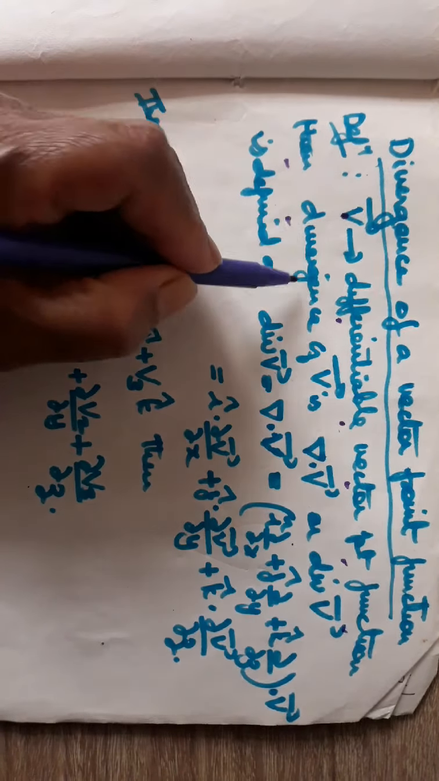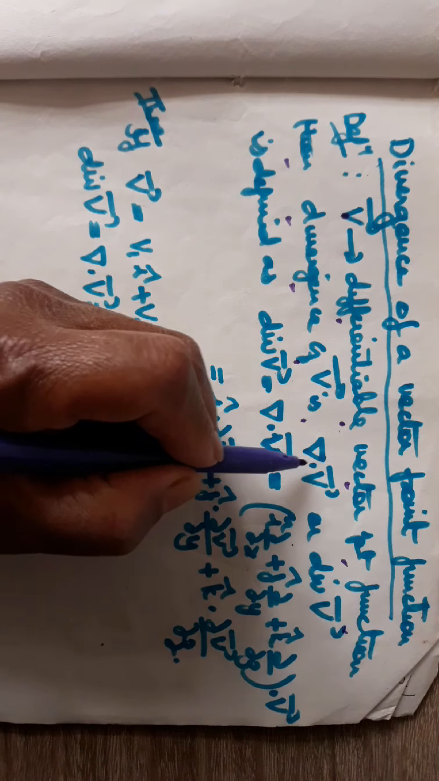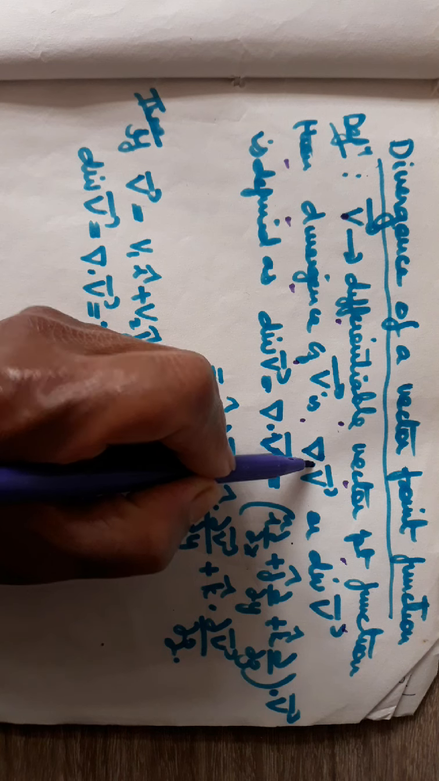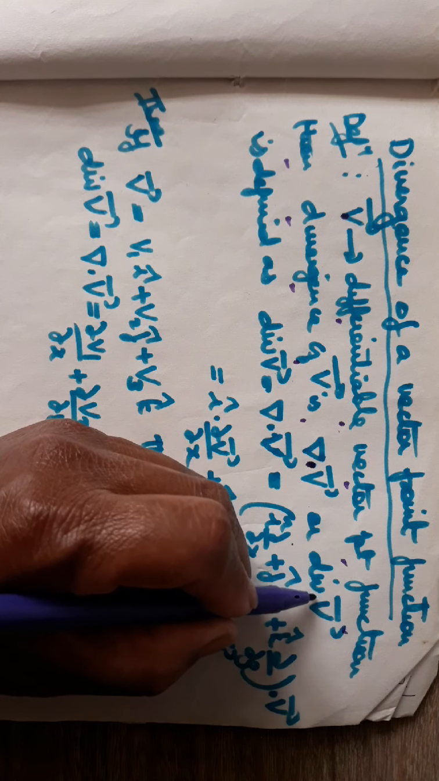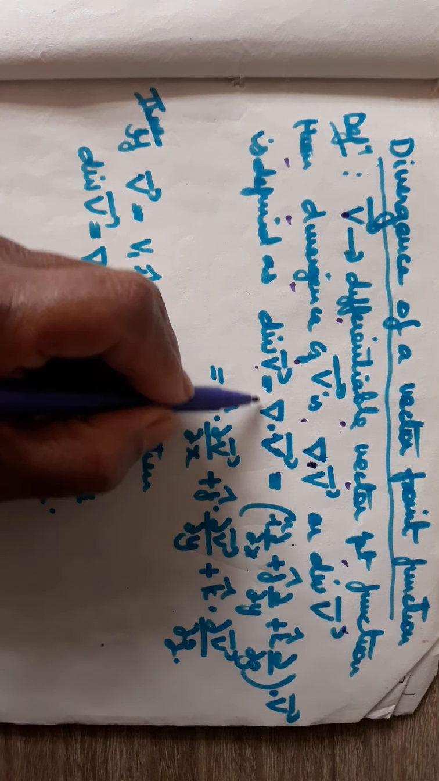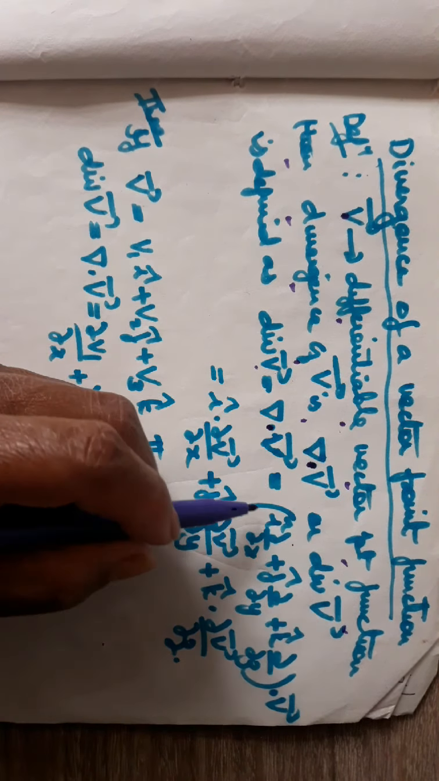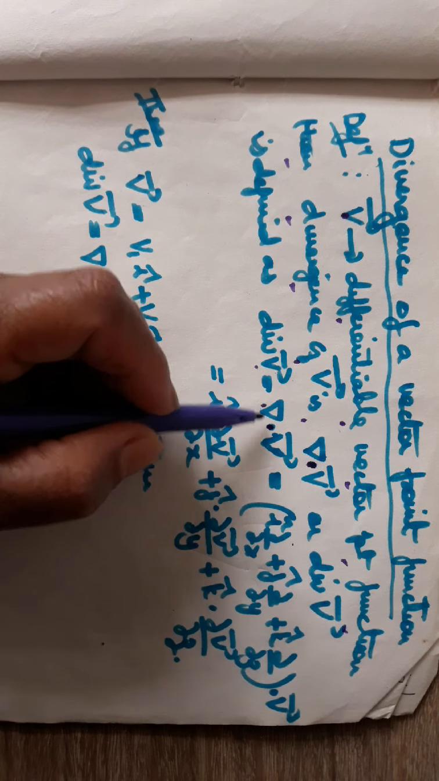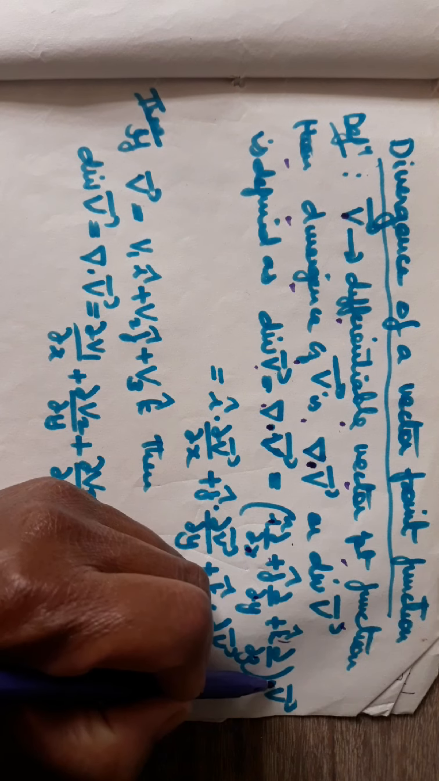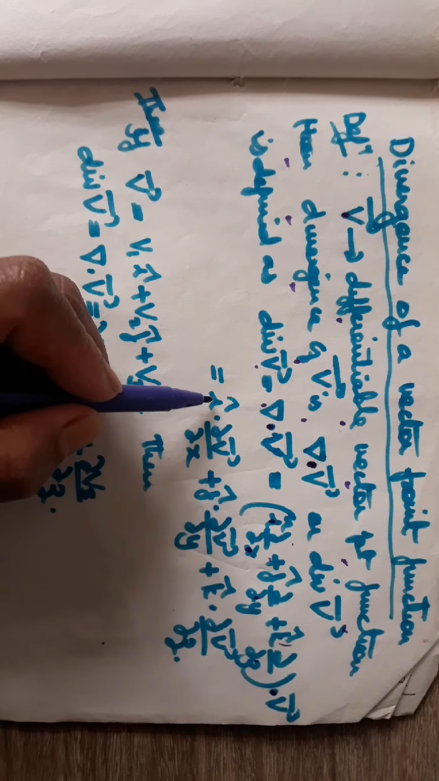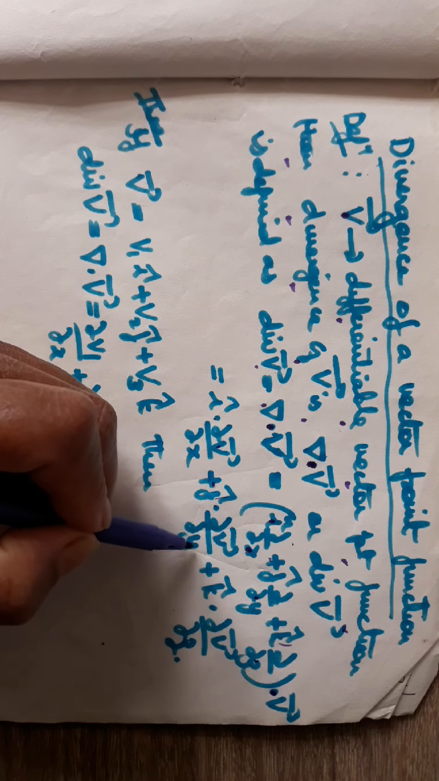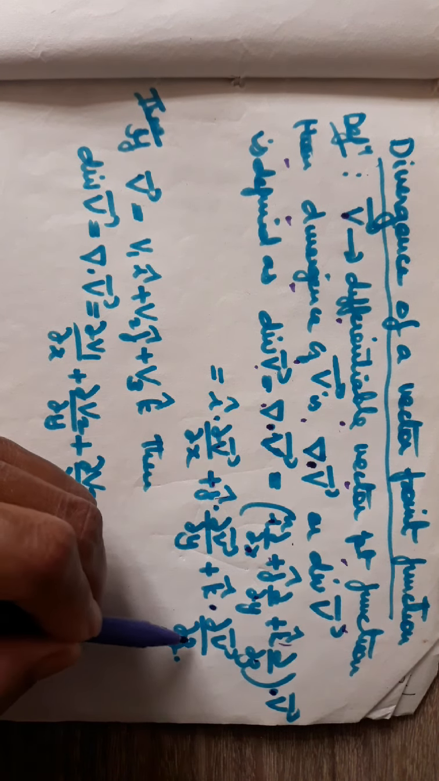Then the divergence of v bar is defined as del bar dot vector v bar. This dot here stands for the scalar product, or it is written as divergence of v bar. It is called del dot v bar. We know what the operator del is. It is nothing but i del/del x plus j del/del y plus k del/del z, dot vector v bar, which is equal to i dot del v bar/del x plus j dot del v bar/del y plus k dot del v bar/del z.